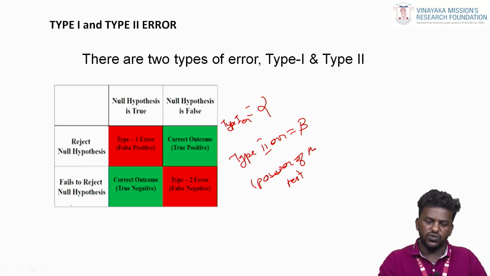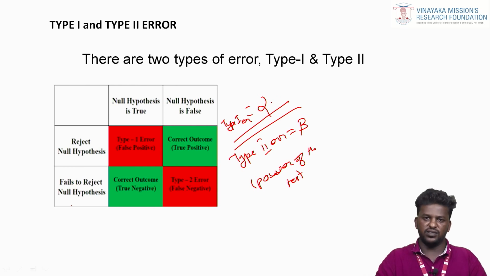Okay. So suppose you want to reduce type 1 error. Okay. So just change the alpha term, right? That means alpha error. By default we take 5%. Suppose we want to reduce the type 1 error, you just change your error term to 1%. So it reduces the probability of rejecting a true null hypothesis.